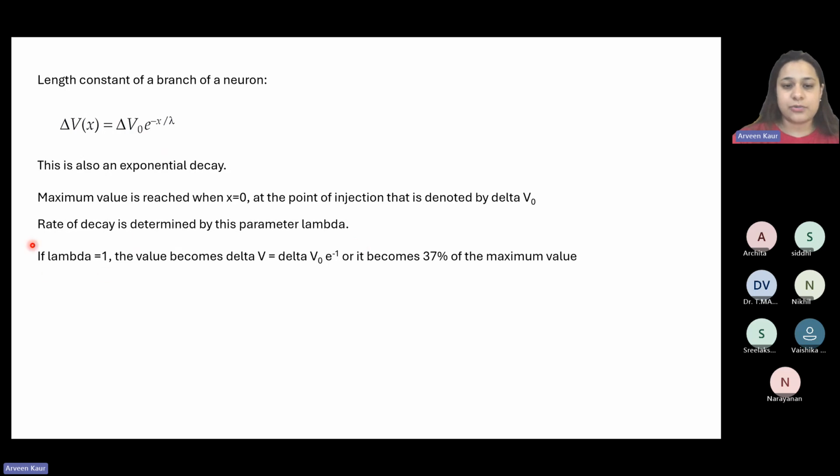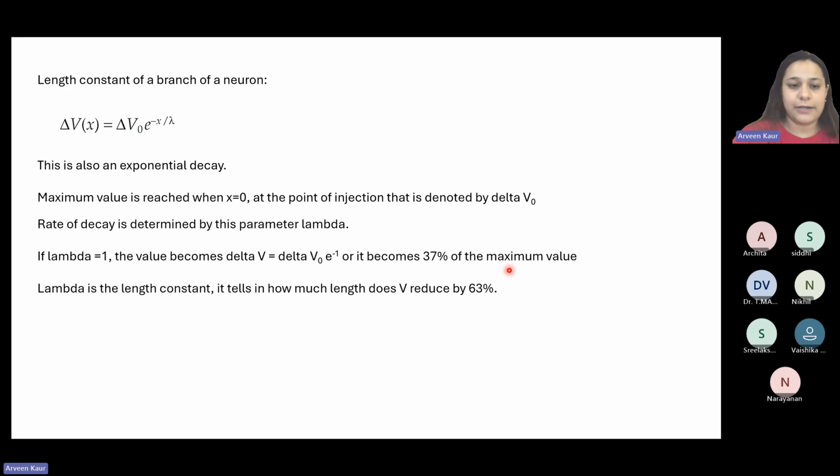If x by lambda is equal to 1, the value becomes delta V is equal to delta V naught e raised to power minus 1. Or it becomes 37% of the maximum value, right? So when x reaches one unit of lambda, only 37% of the voltage will remain as compared to the point of injection, right?